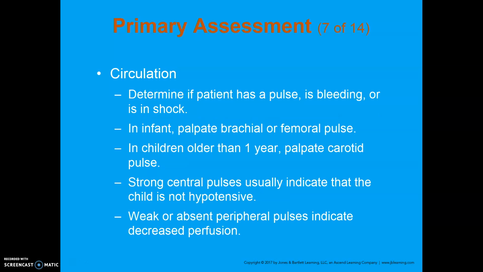Circulation, you must determine if the patient has a pulse, is bleeding, or is in shock. Infants and children can tolerate only a small amount of blood loss before circulatory compromise occurs. In infants, palpate the brachial pulse or femoral pulse. In children older than 1 year, palpate the carotid pulse. Strong central pulses usually indicate the child is not hypotensive. Weak or absent peripheral pulses indicate a decreased perfusion. The absence of a central pulse indicates the need for CPR.